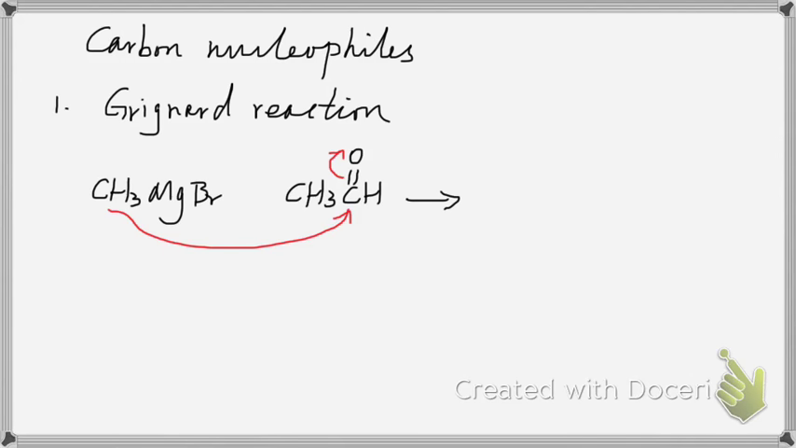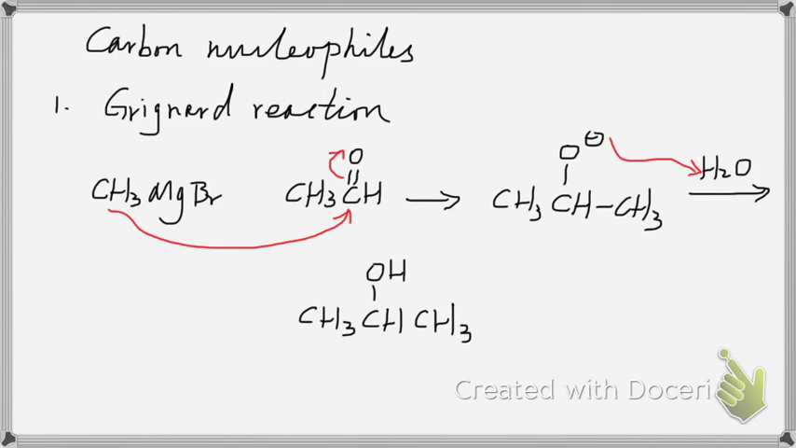The Grignard reagent is an organometallic compound. So the carbon has the partial negative charge, which is a nucleophile. So the carbon of the Grignard reagent can attack the carbonyl carbon, a nucleophilic addition. It forms a new carbon-carbon bond and gives the alkoxide, the O minus. After protonation, we get an alcohol as the final product.